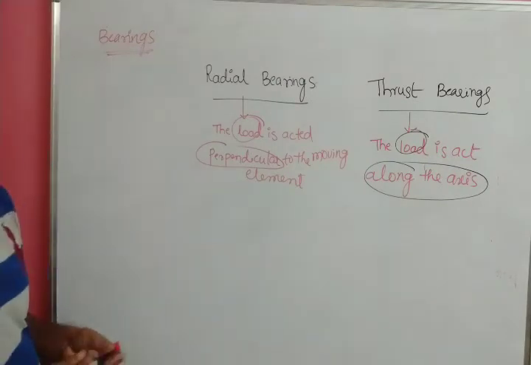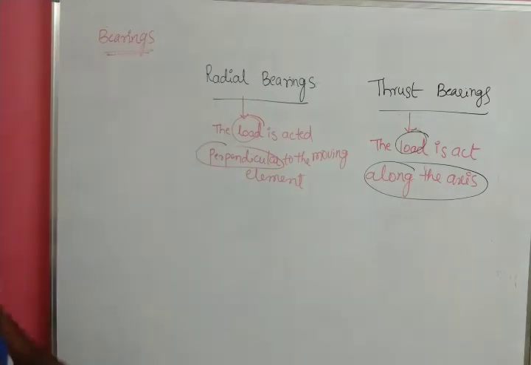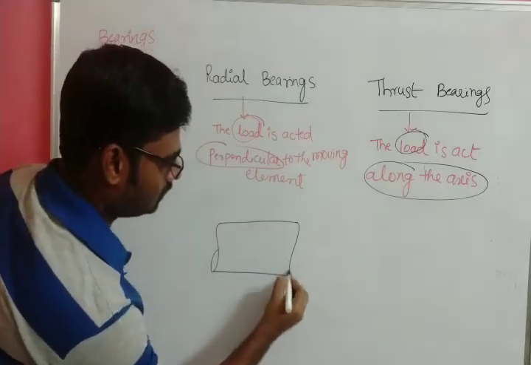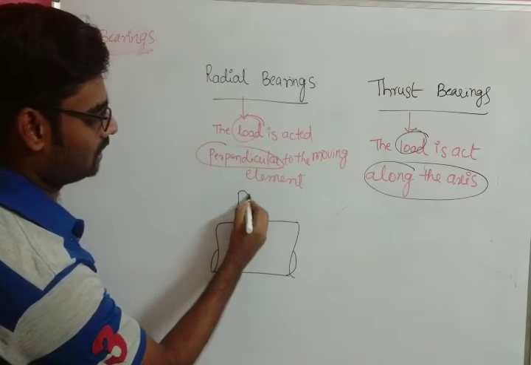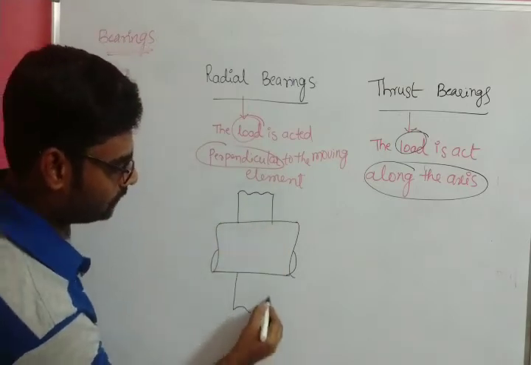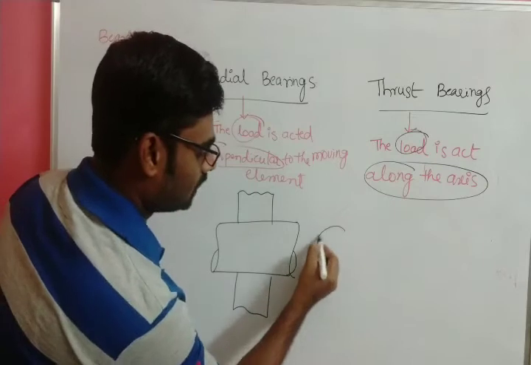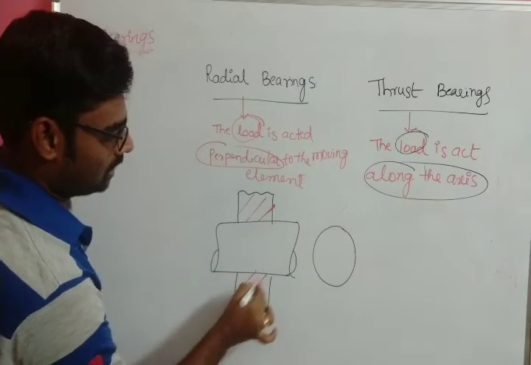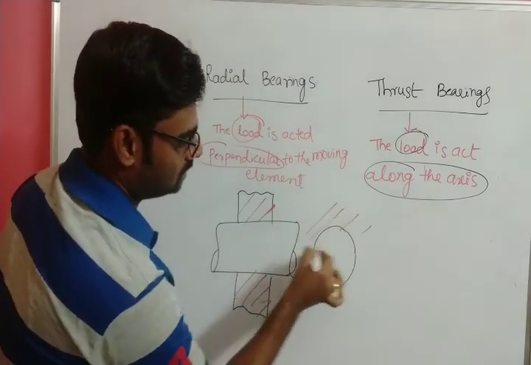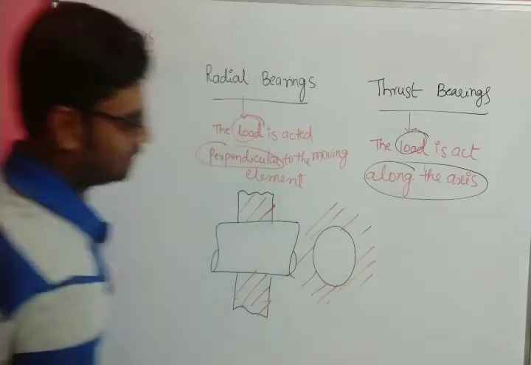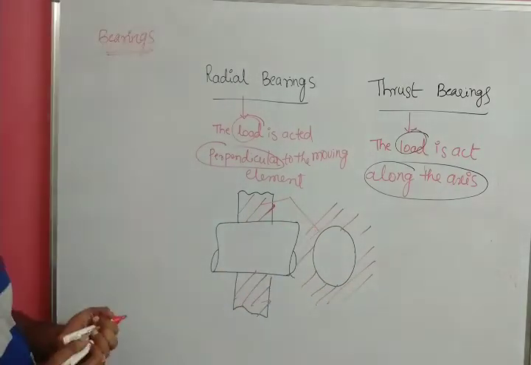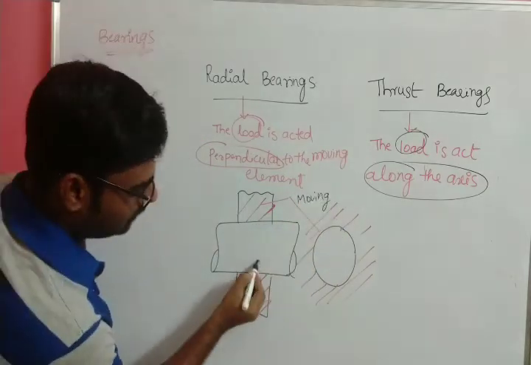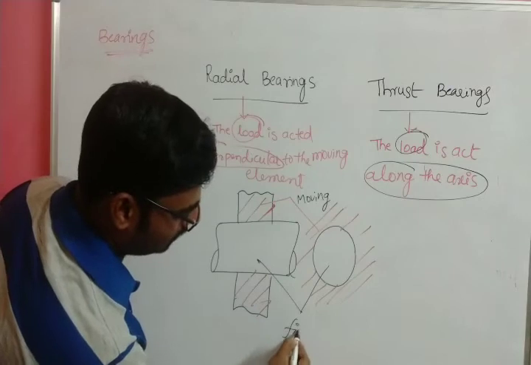So we will see the diagram of radial bearings. This is the shaft. The next, this one is the moving element. So this is the diagram of radial bearings. This one is the moving element, and this one is the fixed element.